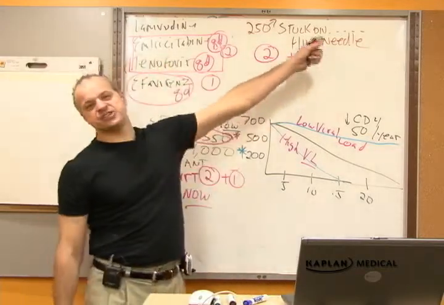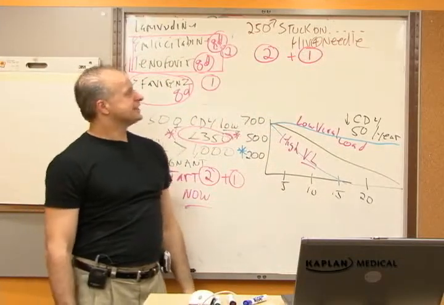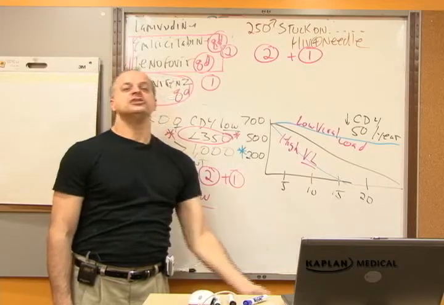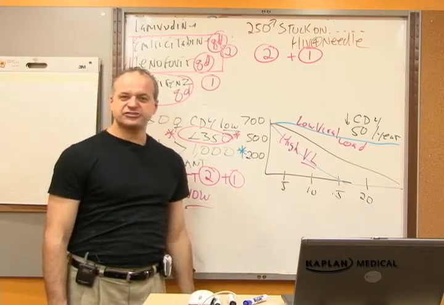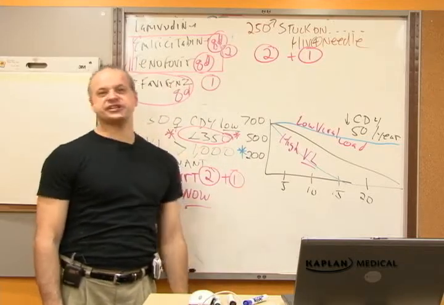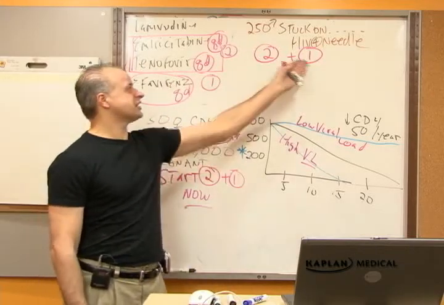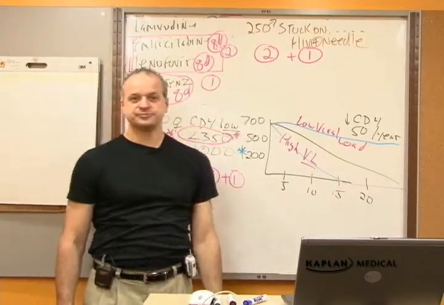2 nucleosides and a protease inhibitor, 2 nucleosides and efavirenz for a month. You get stuck on an HIV-positive needle, a month worth of antiretrovirals. You get splashed in the eyes with HIV-positive blood, a month worth of antiretrovirals. The condom broke with your HIV-positive partner, 2 nucleosides and a protease inhibitor, 2 nucleosides and efavirenz for a month.